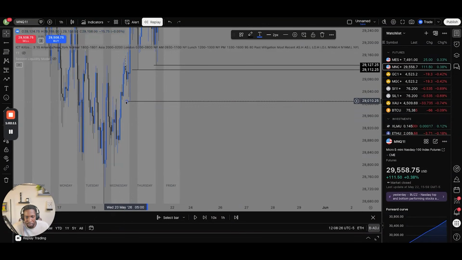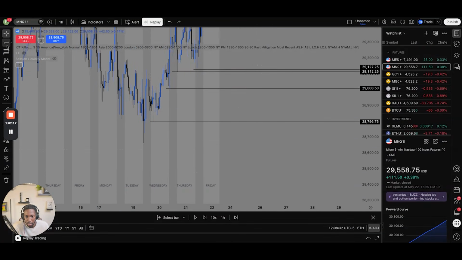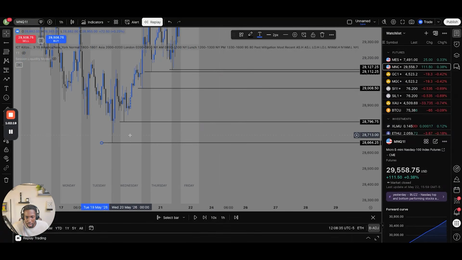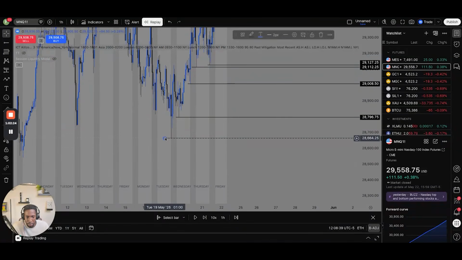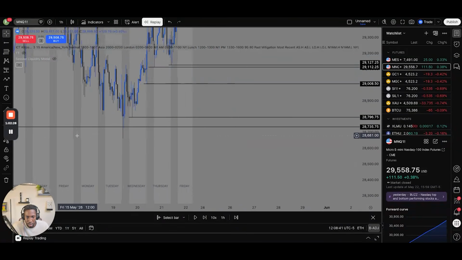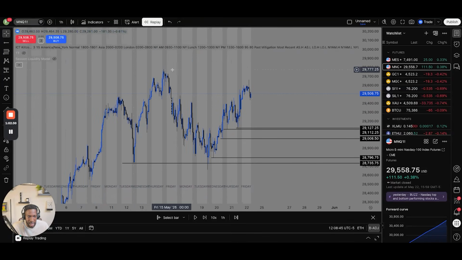It looks really tiny. You got what I'm trying to say? This low didn't really sweep anything. This low, did it sweep something? Yeah, this low is the only one that's truly protected because we swept this. But it's not even protected yet till we've taken out this high. You get what I'm trying to say?